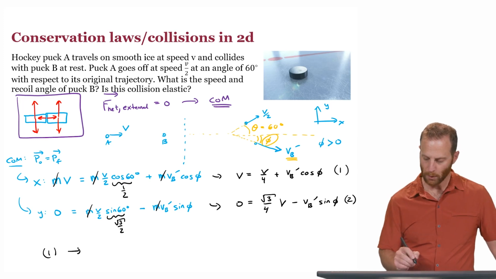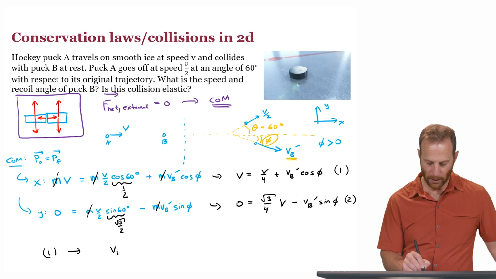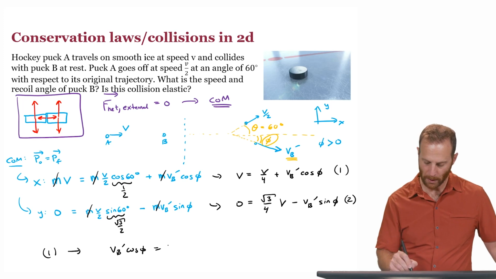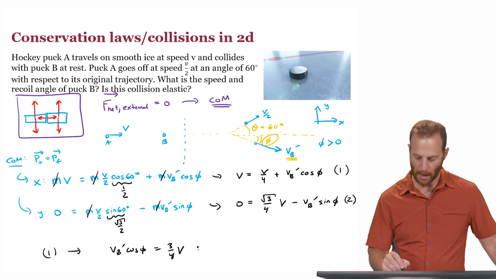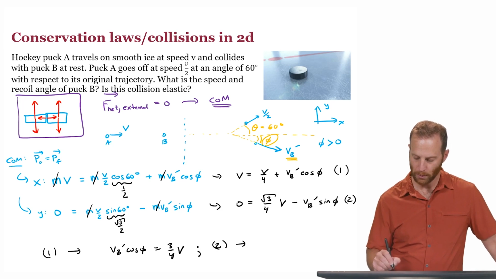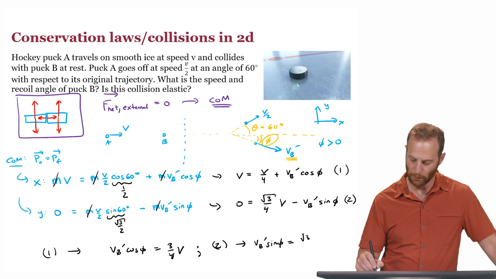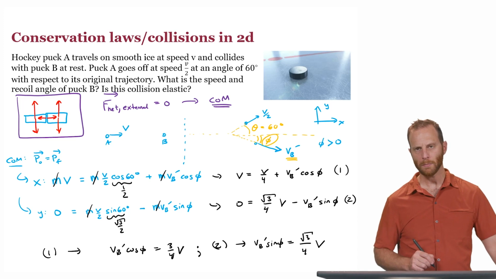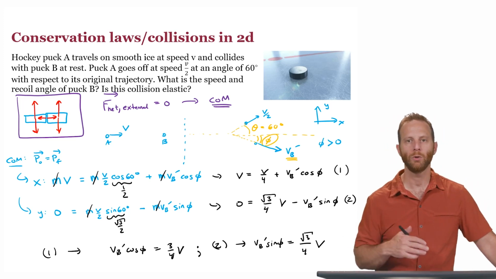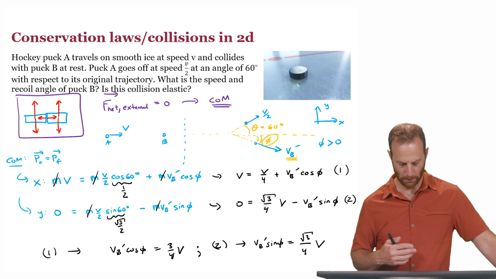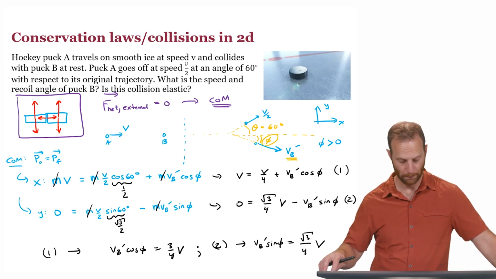Equation 1 rearranges to look like this. vb prime cosine of phi is equal to 3/4 times v. And then we can use equation 2 to solve for vb prime sine of phi. That is apparently square root of 3 over 4 times v. Now I'm going to use a trick that has to do with the squares of cosine and sine. Let's do that on the next page.